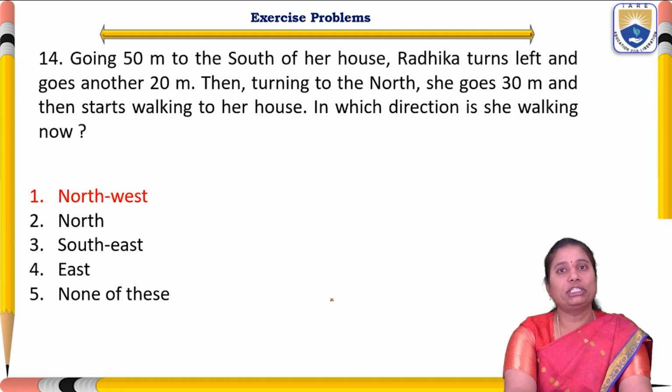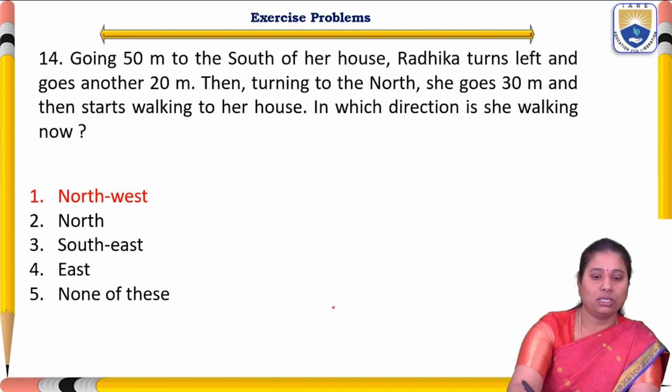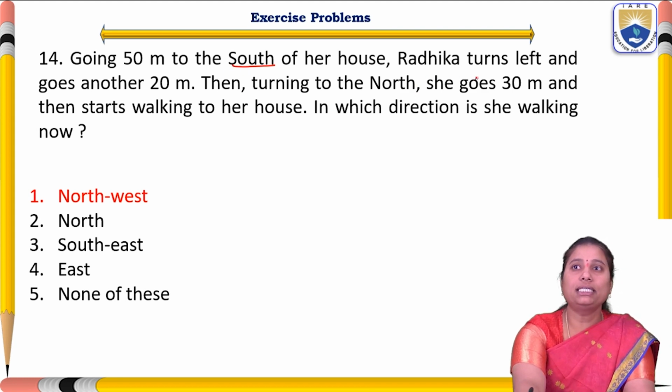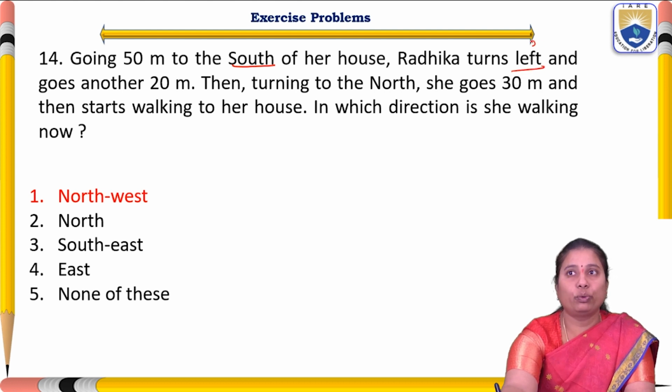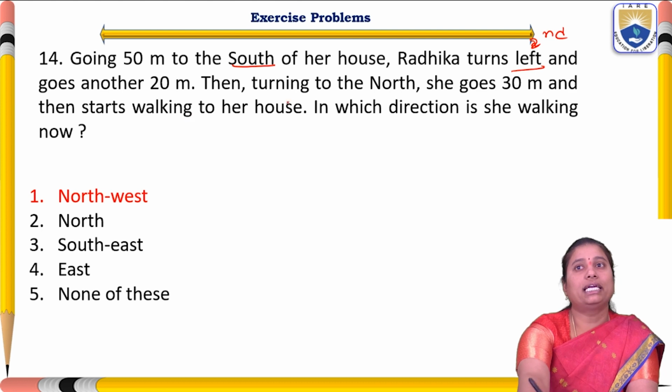Next, 14th question. Going 50 meters to the south of her house, Radhika turns left and goes another 20 meters. So going 50 meters to the south, the first thing is south of her house. Radhika turns left, the second movement, and goes another 20 meters. Then turning to the north, this is the third movement.